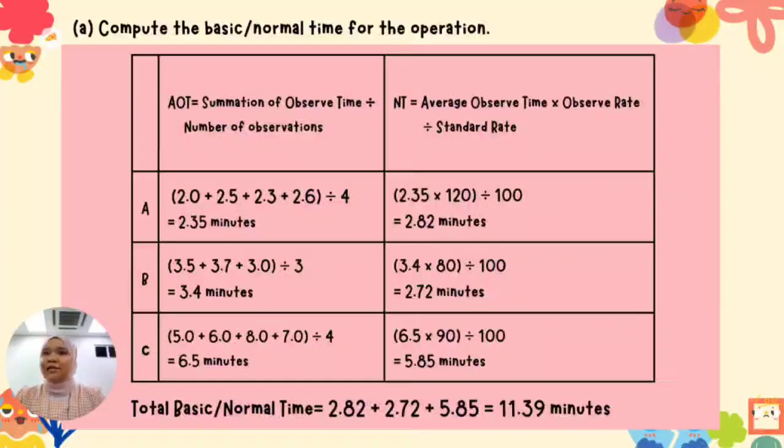First, we calculate the average observed time, or AOT, by adding up the observed times and dividing by the number of observations. For task A, AOT is 2.35 minutes, for task B, 3.4 minutes, and for task D, 6.5 minutes. Next, we find normal time by multiplying AOT with the performance rating, then dividing by 100. This gives us 2.82 minutes for A, 2.72 minutes for B, and 5.85 minutes for C. Adding all three together, the total basic or normal time is 11.39 minutes.